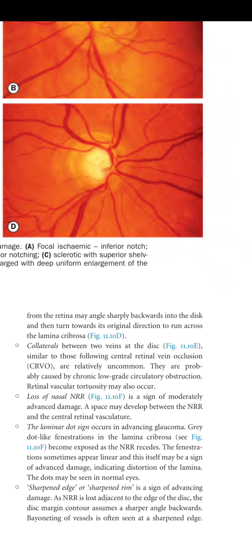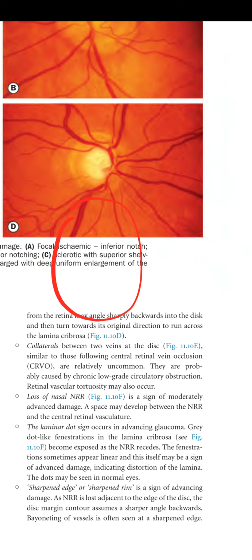The loss of the nasal neuroretinal rim is a sign of moderately advanced damage. A space may develop between the neuroretinal rim and the central retinal vasculature. The lamina dot sign occurs in advancing glaucoma. The gray dot-like fenestrations in the lamina cribrosa become exposed as the neuroretinal rim recedes. The fenestrations sometimes appear linear, which may itself be a sign of advanced damage indicating distortion of the lamina. The dots may be seen in some normal eyes.